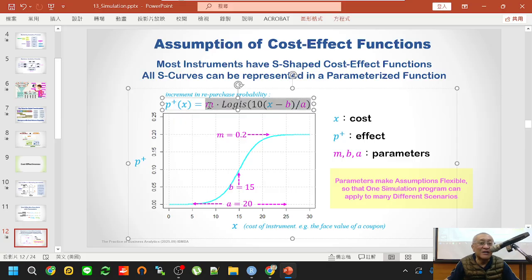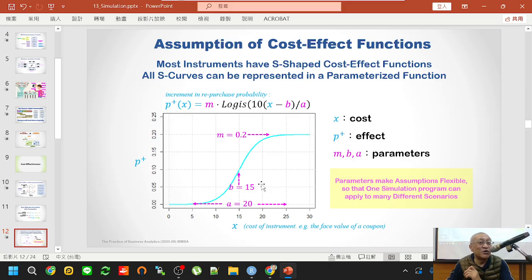we can control the S curve's three key characteristics. The first is the height of the S curve. Some S curves are higher, some are lower, and the height is the maximum effect of that instrument. So M is the first thing that we can adjust. The second thing that we can adjust is B. B is the middle point of this rising slope.